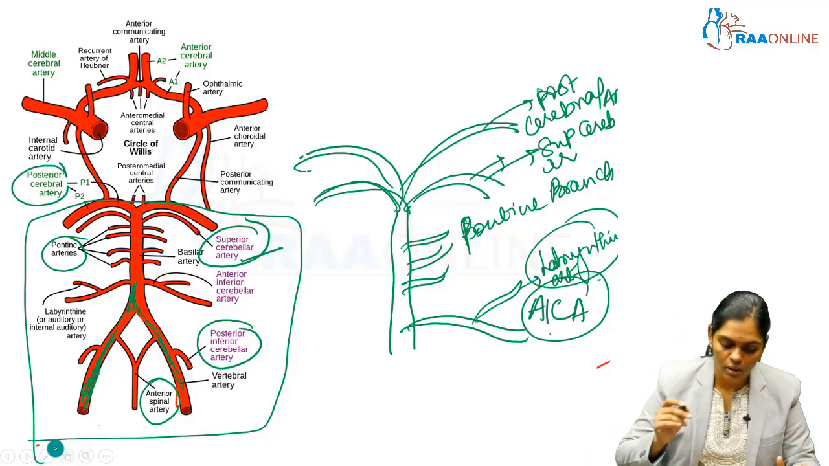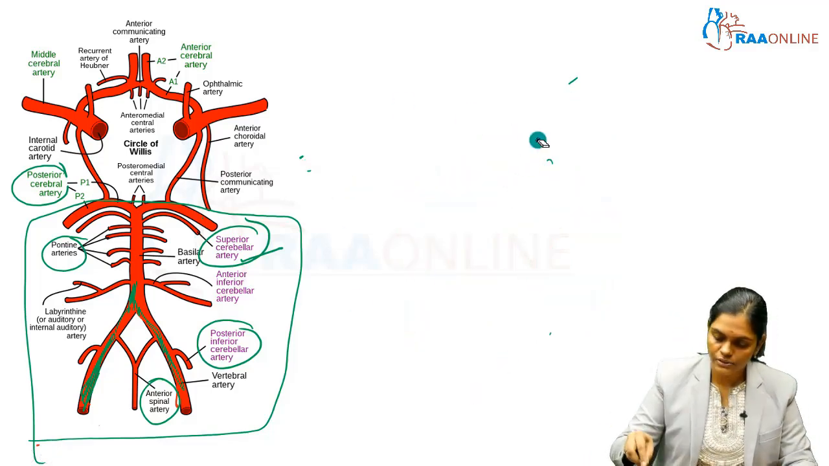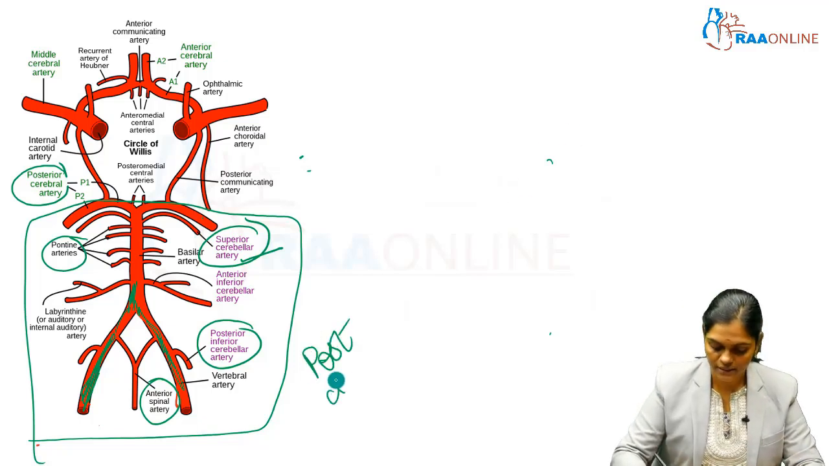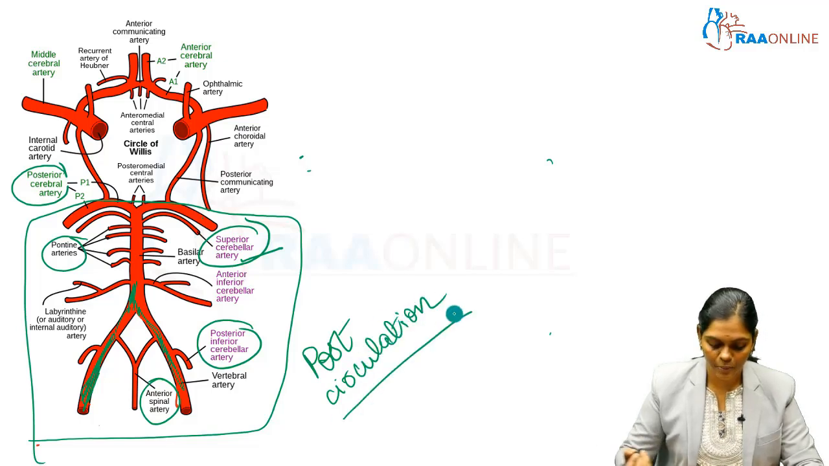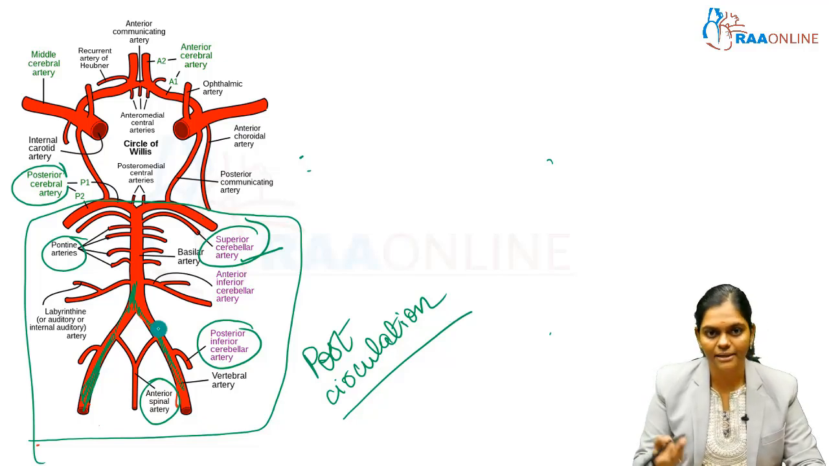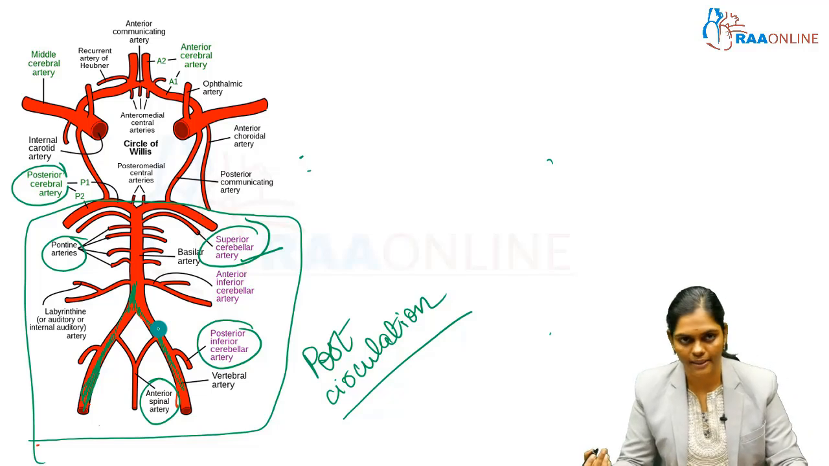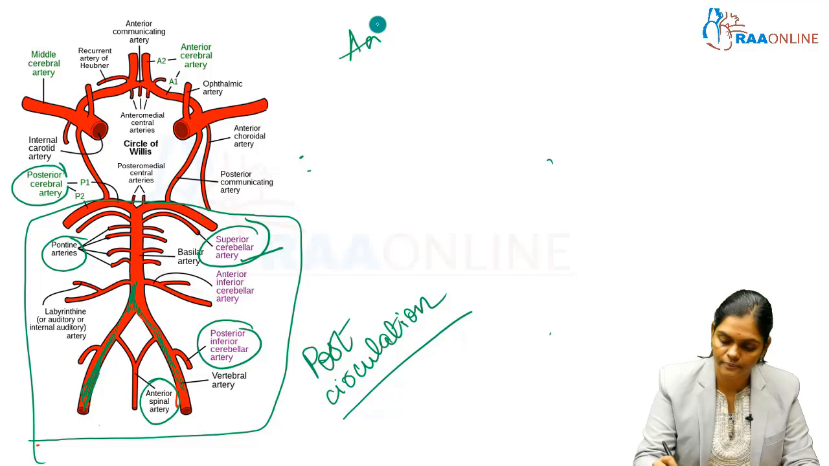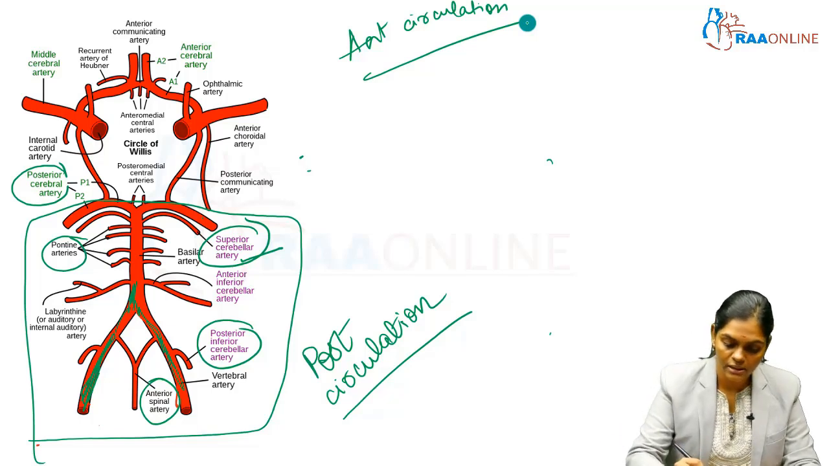Now, we have completed this part. Up to this is the posterior circulation, right? What did we learn? Posterior circulation is made up of arteries from the vertebral arteries, basilar arteries and posterior cerebral. Up to the level of the posterior cerebral artery is the posterior circulation. Now, anterior circulation. All anterior circulation starts with the internal carotid artery.